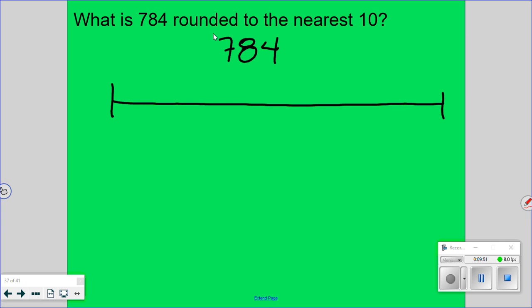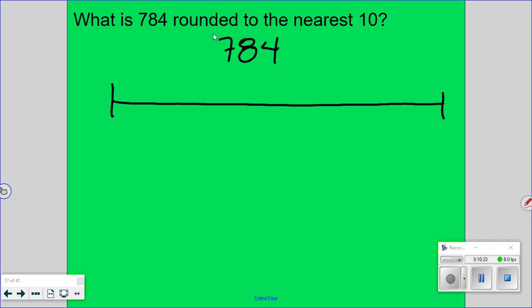How many numbers long should my number line be? Raise your hand to tell me. Brogan? Look at your problem, it tells you. Lydia? 10. Why is it only 10 numbers long? Because we're rounding to the nearest 10.